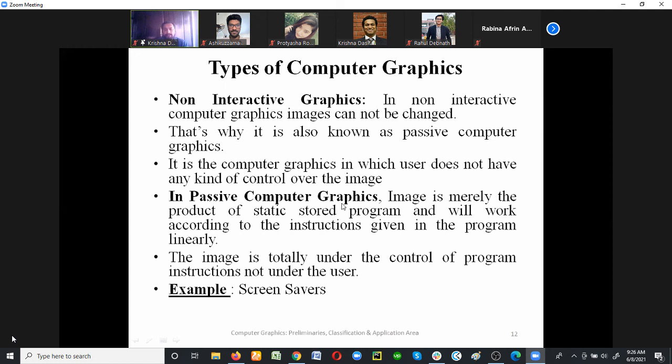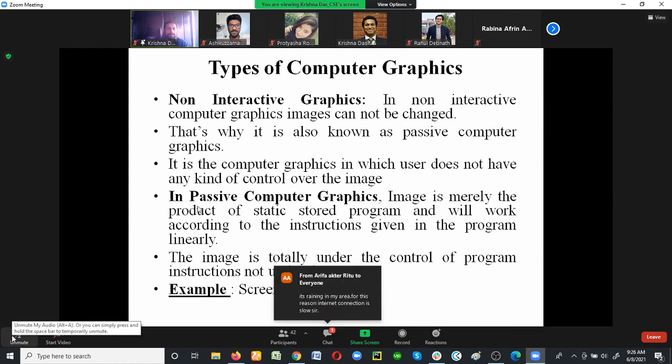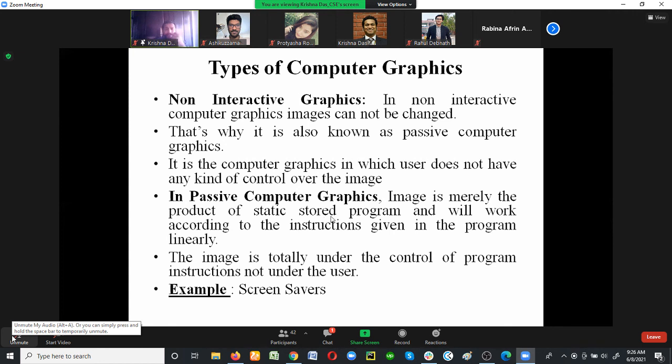Another name for it is passive computer graphics. When we say passive, that means it is not happening directly. It is done in some other way, by the processor. That's why it's known as passive computer graphics, in which the user does not have any kind of control over the image. The image is merely the product of a static stored program and works according to the instructions.